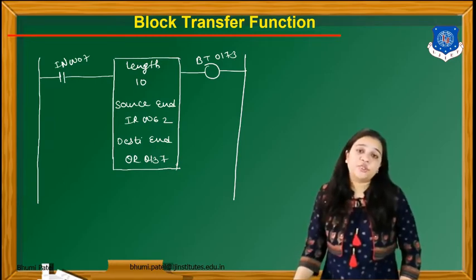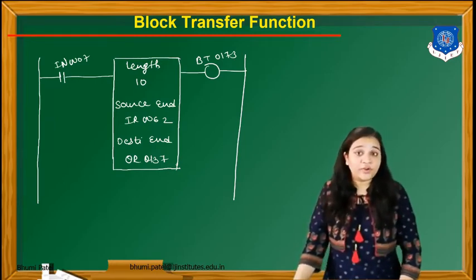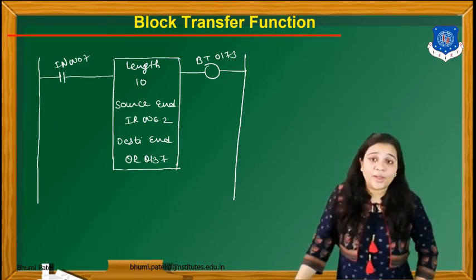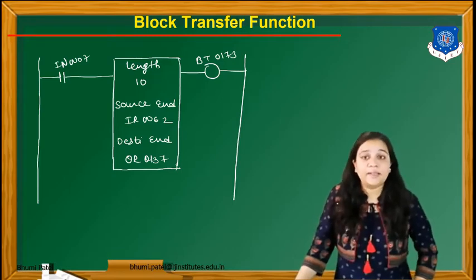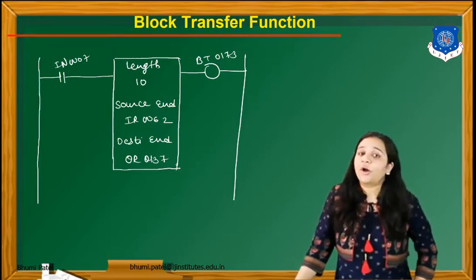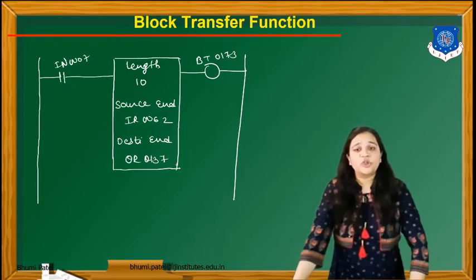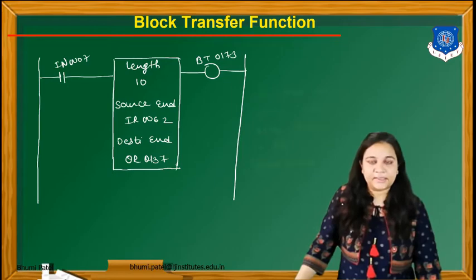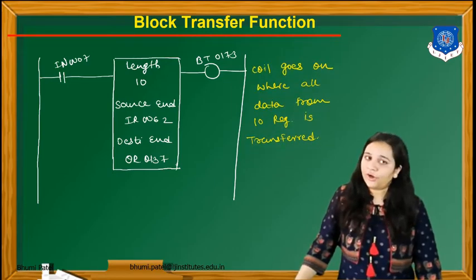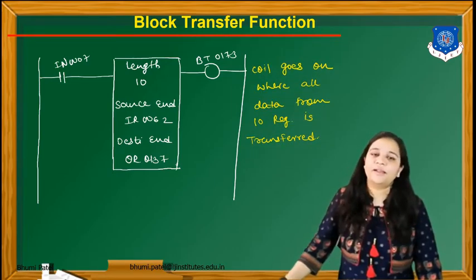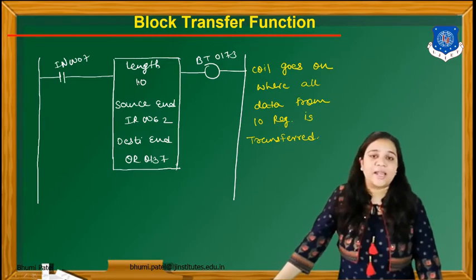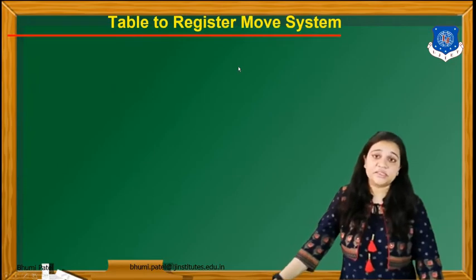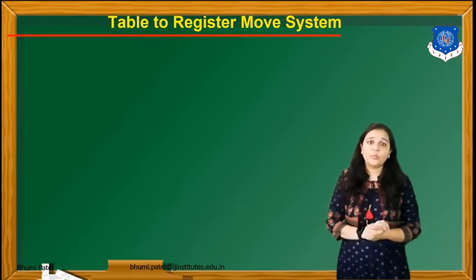How many times do you have to use the move function? If we have to transfer 10 registers, the program will be executed in 10 lines. Using the block transfer function, we execute the program in one simple line. Clear? Now, when all the data from the 10 registers is transferred, the output goes on. Clear?